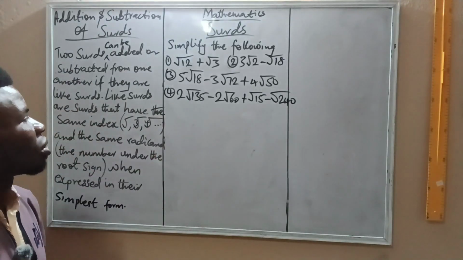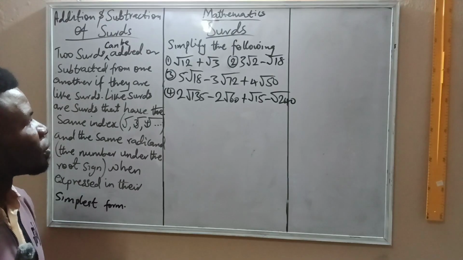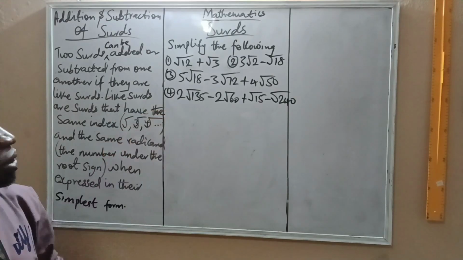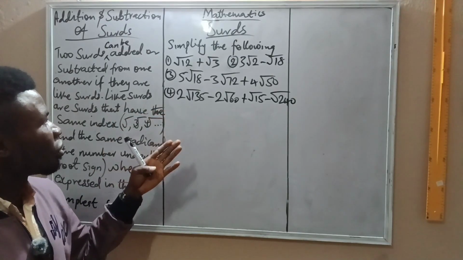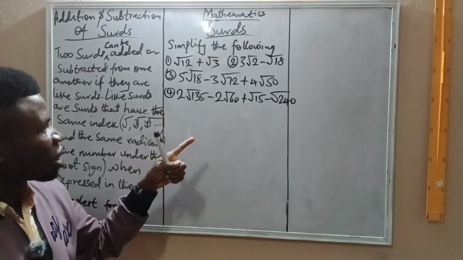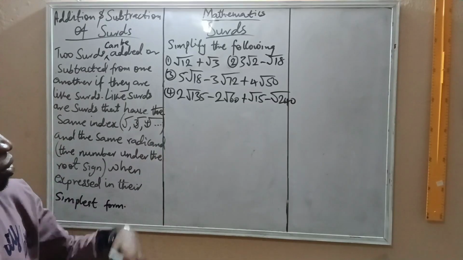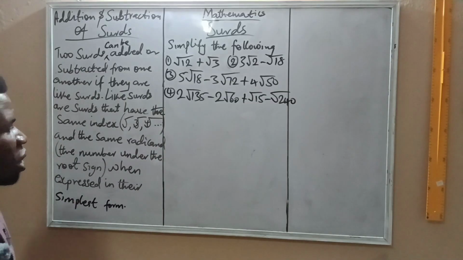Now, let's take a look at the example we have here. This one says simplify the following. Number one says surd 12 plus surd 3, and the second one, 3 surd 2 minus surd 18. Now let's go.